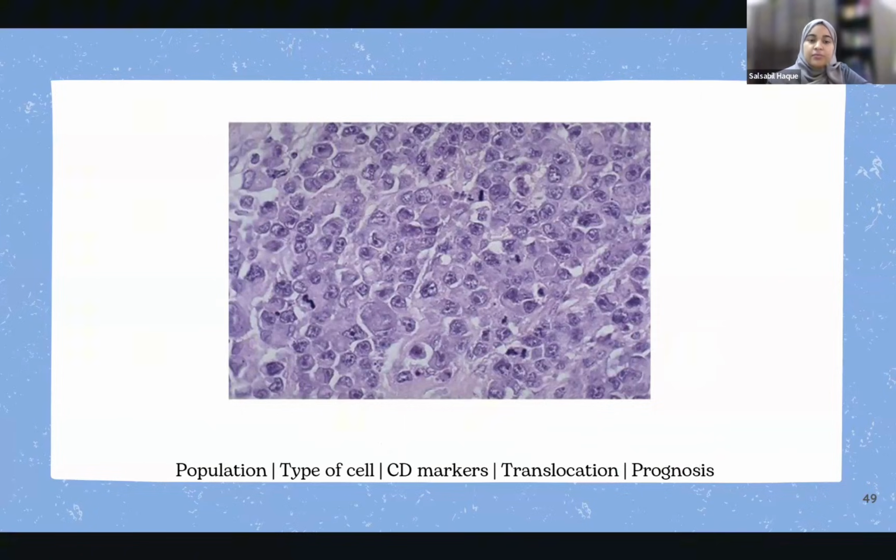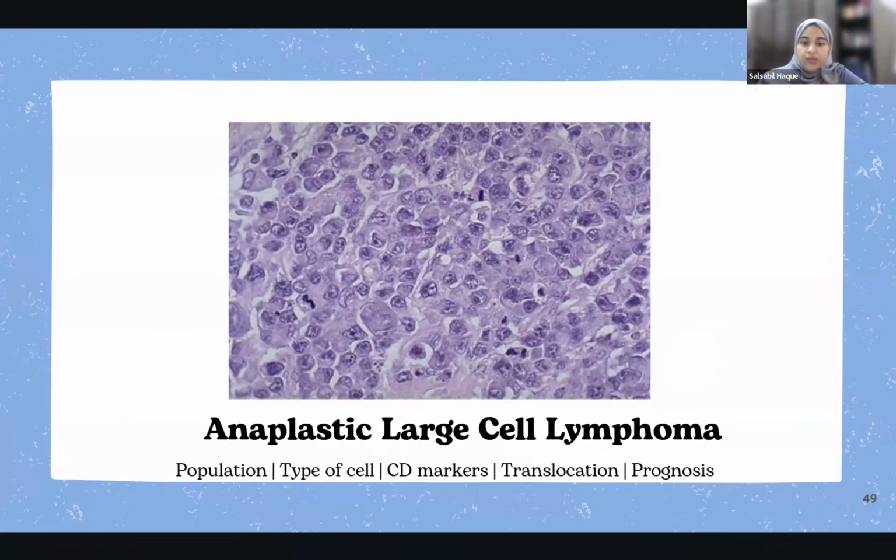So this is going to be anaplastic large cell lymphoma. Anaplastic means, whenever you hear the word anaplastic, it indicates that the cell is not matured, not developed. It's a very early cell, and it indicates a very aggressive disease. That's the case here as well.